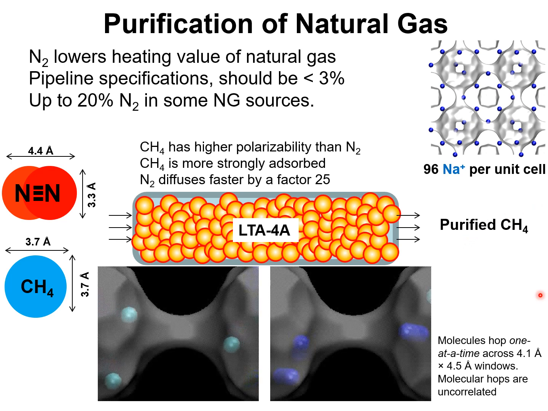Let's have a look at the animation of methane moving across the windows from one cage to the adjacent cage. This is nitrogen hopping lengthwise across the windows.